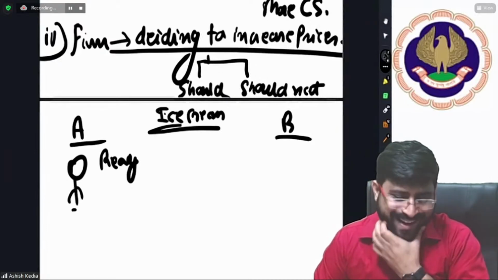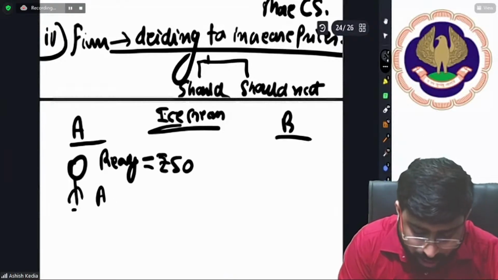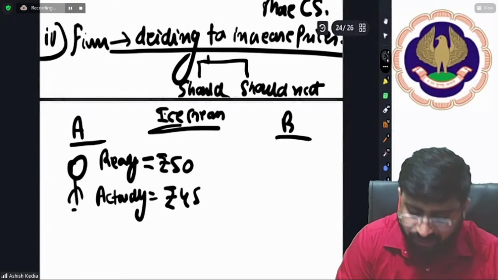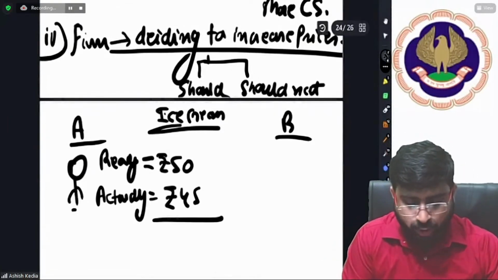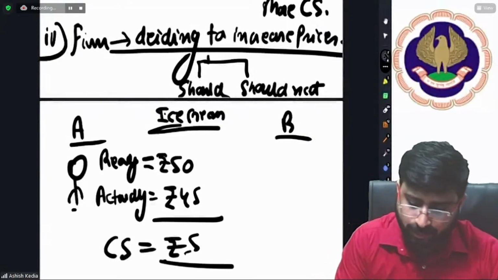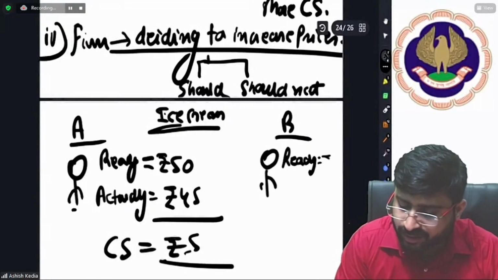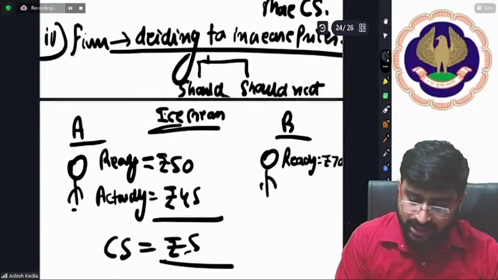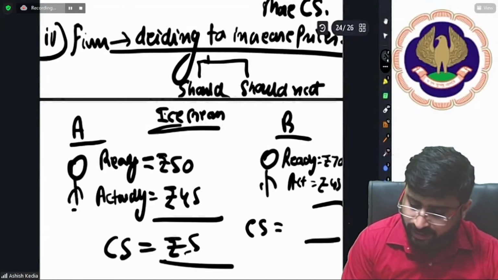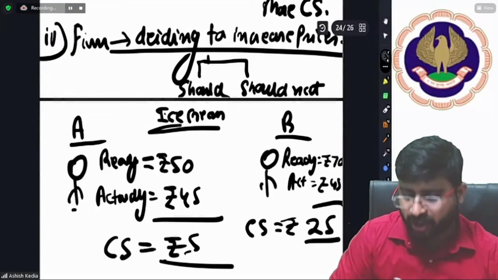Mr. A is ready to pay rupees 50 for this ice cream, and the actual price of ice cream is rupees 45. So what is the consumer surplus of Mr. A? Rupees 5. Agreed? Now let's come to the other consumer. Mr. B is ready to pay rupees 70 for this ice cream. What he actually pays for the same ice cream is again rupees 45. So what is the consumer surplus? Here the consumer surplus, as we can clearly see, is rupees 25.